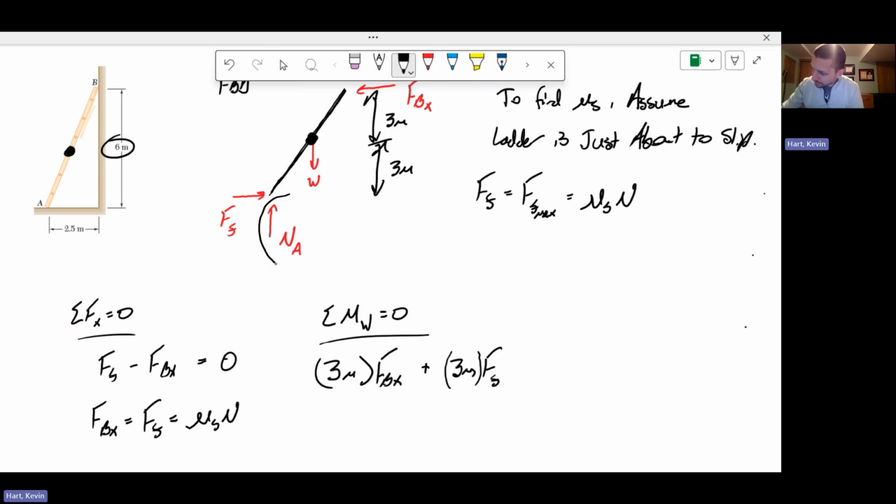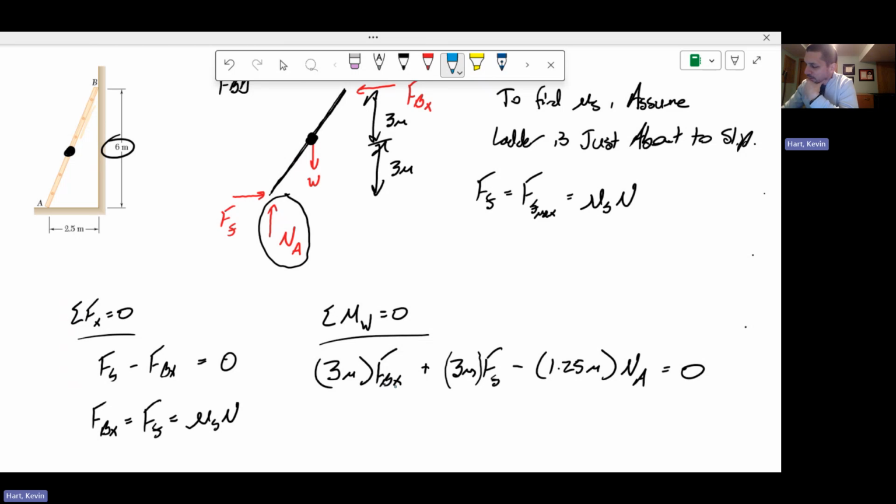And then I have this normal force at A. It's going to be at half of this distance, right? It's half of the horizontal distance, which is 1.25 meters. And this will be a minus contribution. All right. So here's my sum of the moments about the weight, the center.